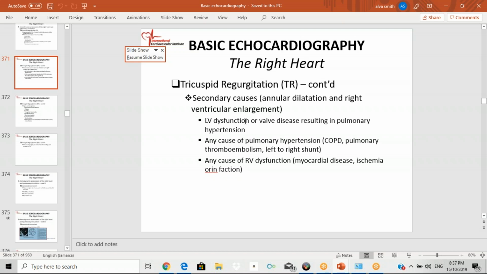Also, if you have any significant RV dysfunction, so if the RV is not contracting properly, then it tends to dilate, and the valve leaflets do not co-opt properly. They do not close properly, and you can get tricuspid regurgitation from that.